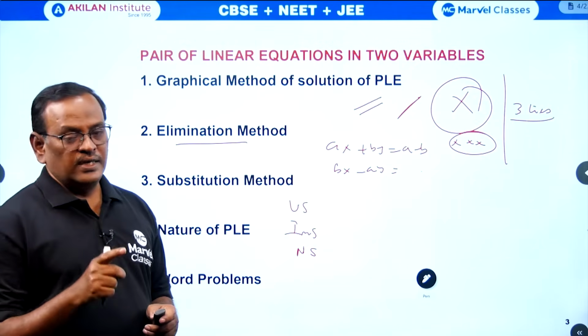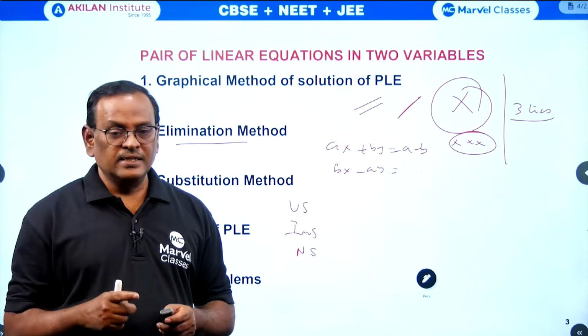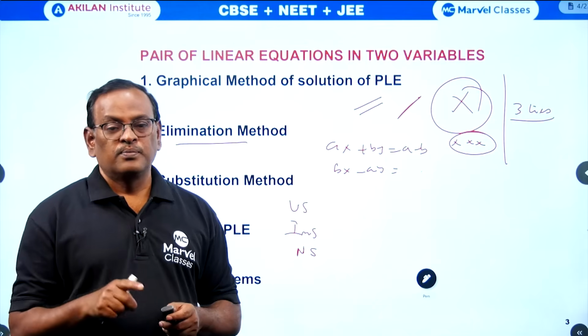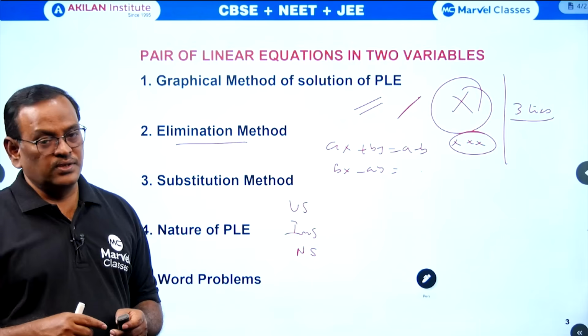One rule, find the value of K by equating A1 by A2 equal to B1 by B2. And second stage, using that value, prove that A1 by A2 not equal to C1 by C2 or B1 by B2 not equal to C1 by C2.